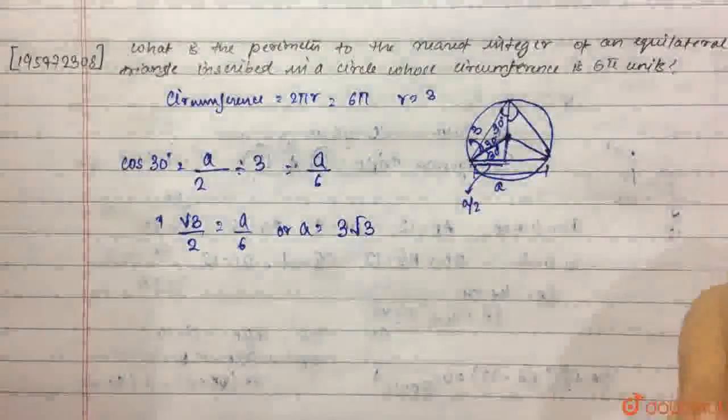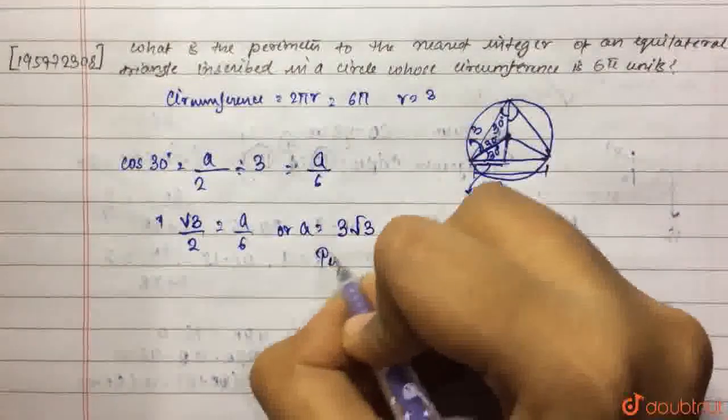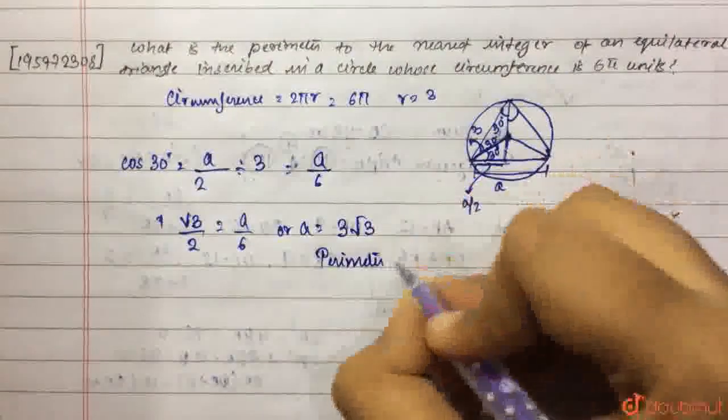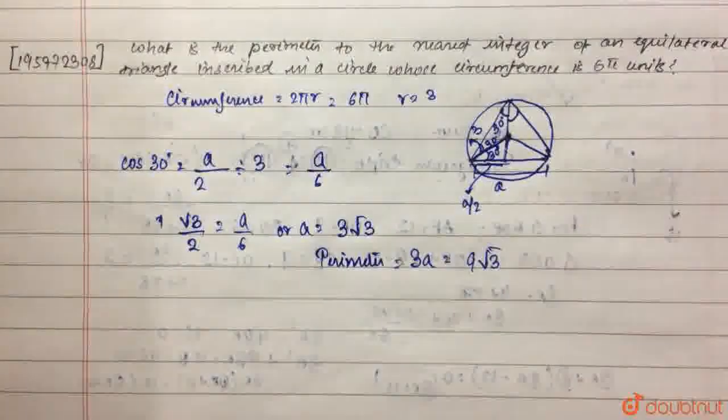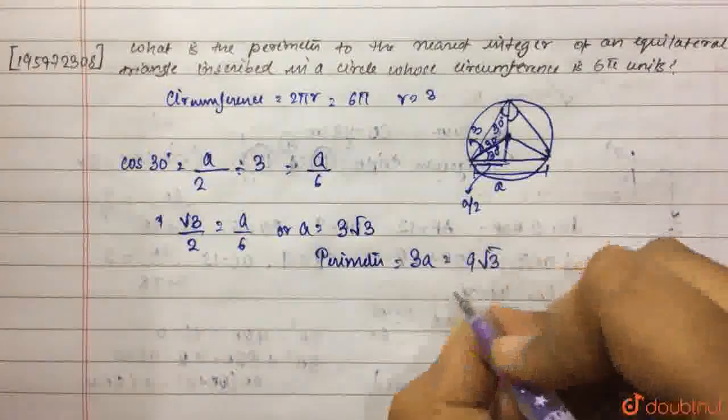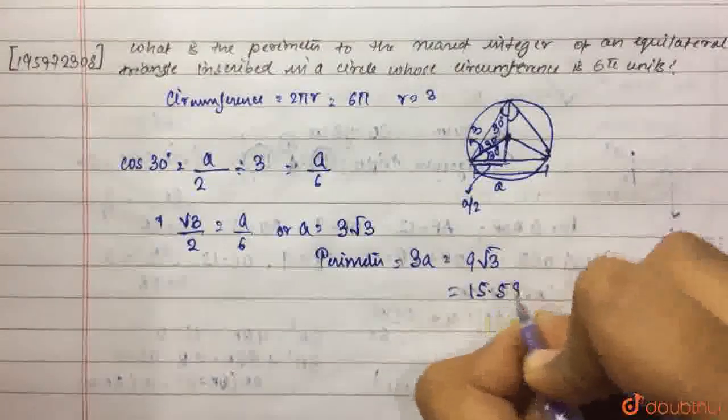So A here is 3 root 3. Okay, now we have been asked to find the perimeter. Perimeter will be 3A, which is 9 root 3, right? So 9 root 3 is approximately equal to 15.58.